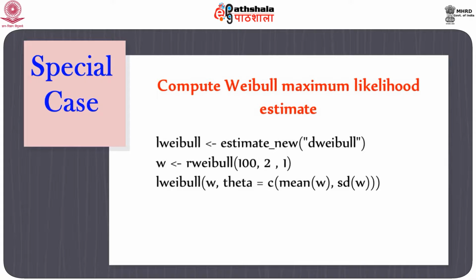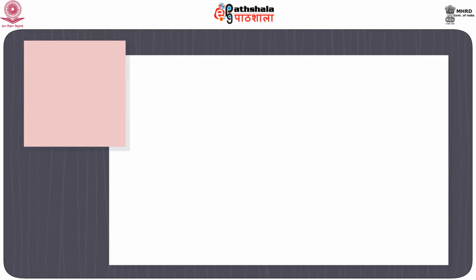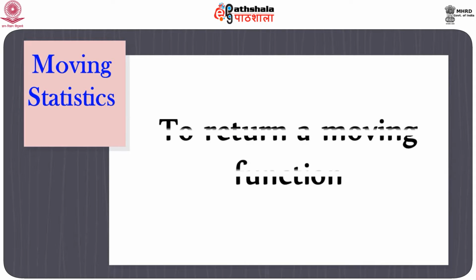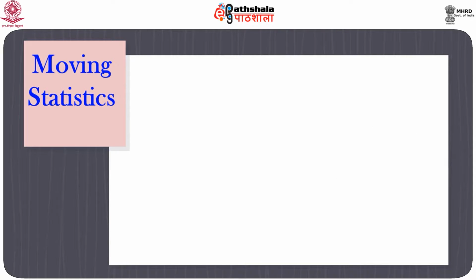The example can be constructed for some other well-known distributions as well, like we can take up gamma, log normal and many more distributions. Now let's take up something which is even more interesting. So let's see what happens next. Here we are considering moving statistics. The idea is to return a moving function considering simple functions like mean, median and many more. Have a close look at the example which we are going to discuss now.